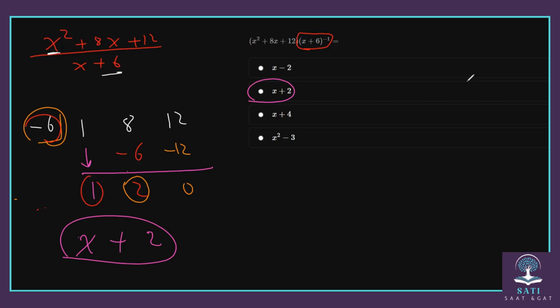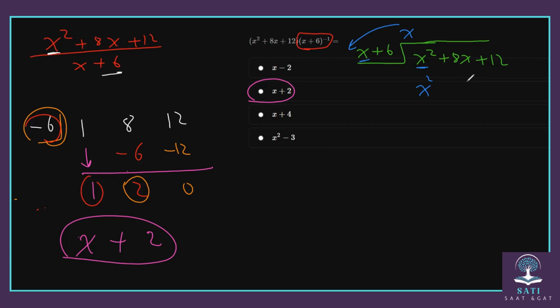Long division, yes. How do we solve it by long division? We write x plus 6 that we are dividing by, and we write x squared plus 8x plus 12 under the division. Now we divide x squared by x, which is x. Now you multiply: x times x is x squared.